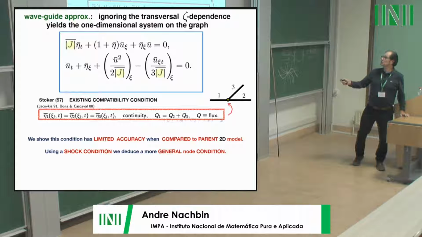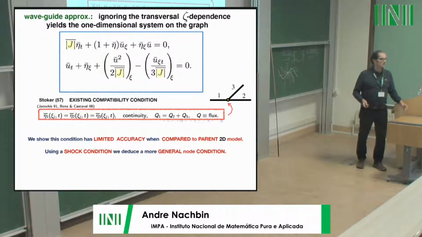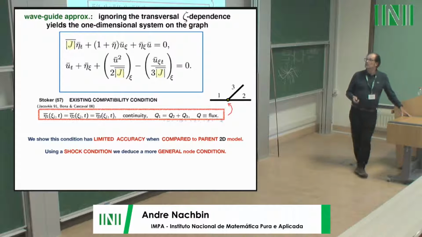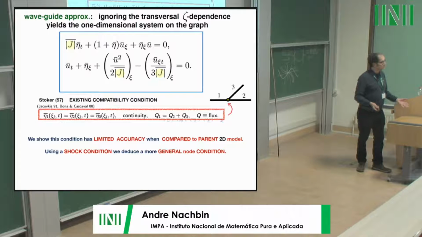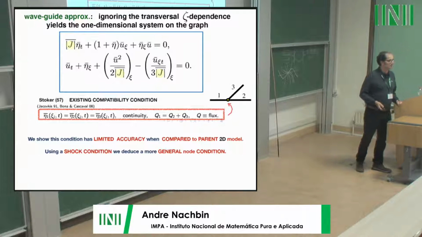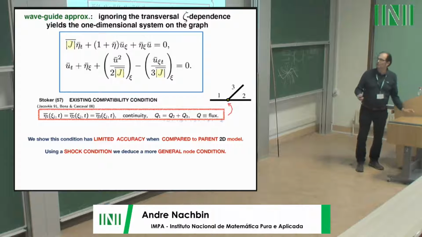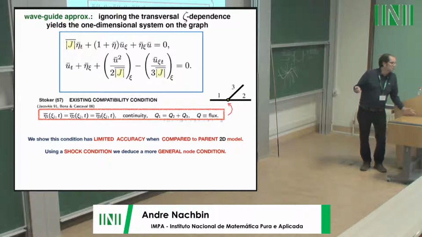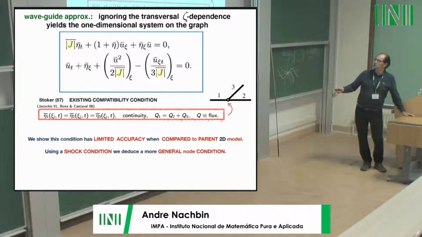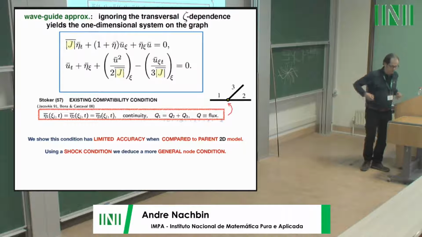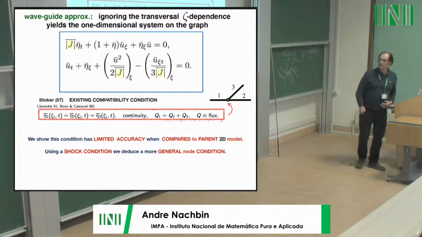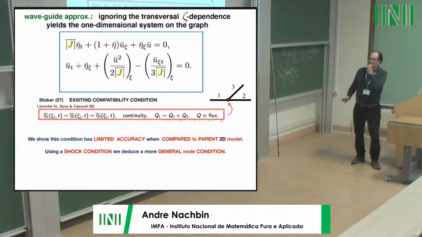Then we need to put a compatibility condition here. Looking in the literature, in Stoker's 1957 book, he has this compatibility condition. I kind of knew that from long ago, and the condition seems okay. It says that at the node, the wave elevation from reaches 1, 2, and 3 should be the same. And this is conservation of mass of the flux. What comes in must come out. Okay? So, very good.